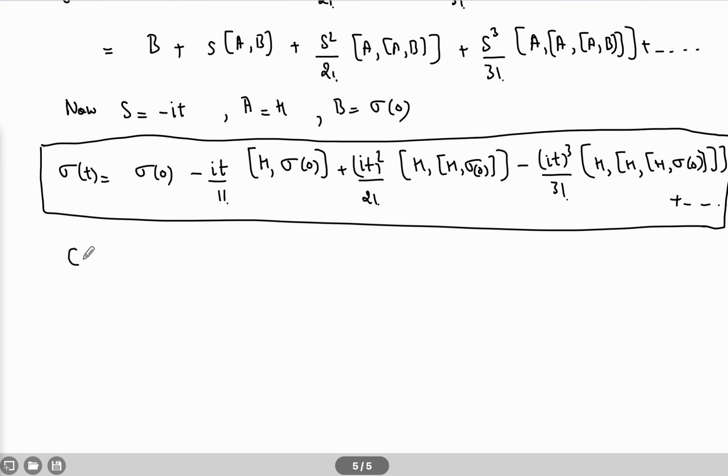In the next class we will take up case 2, where the Hamiltonian is time dependent. We'll see the solution of the Liouville-von Neumann equation, how the solution looks when the Hamiltonian becomes time dependent.